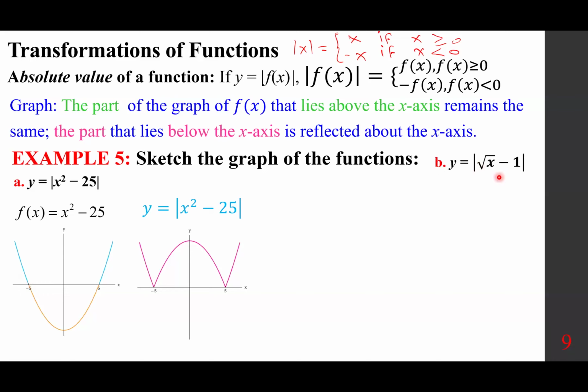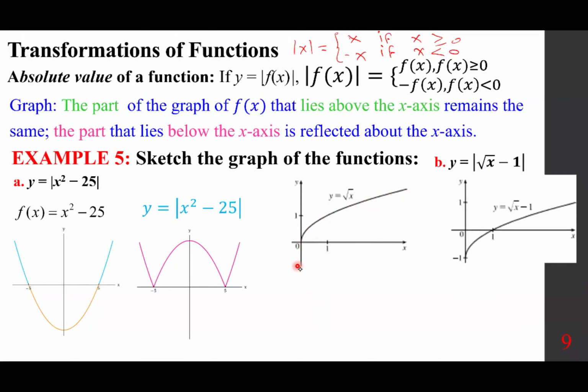Y equals the absolute value of square root of x minus 1. So first, I'm going to ignore the absolute value and just look at one of those essential elementary functions. We should know the graph. So y equals square root of x looks like that. Everybody should know that. Now I'm going with y equals square root of x minus 1, which is the same function shifted down by 1 unit. So I'm going to take this down by 1 unit.